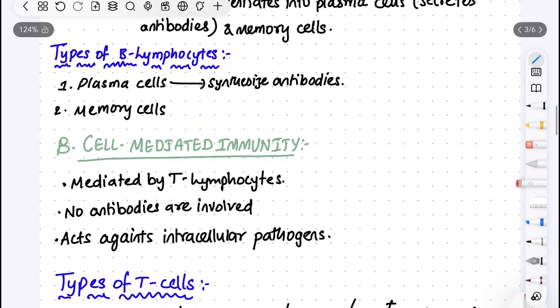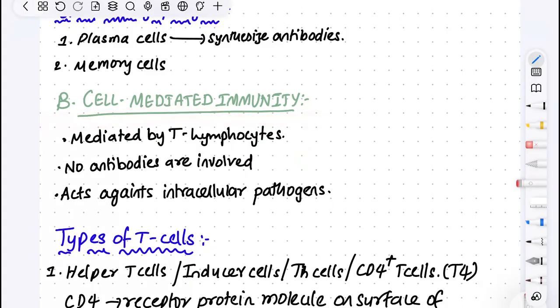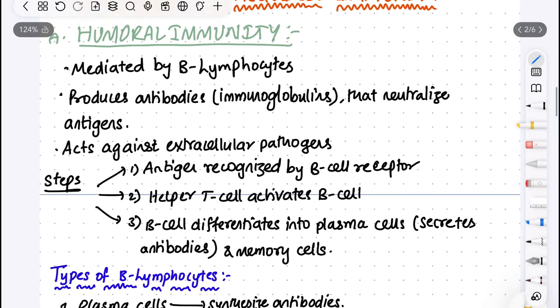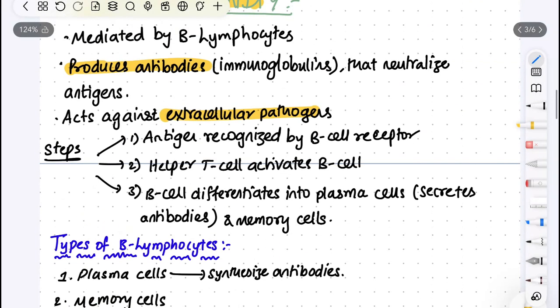Next, mechanism of cell-mediated immunity. It is mediated by T lymphocytes. No antibodies are involved, and it acts against intracellular pathogens. See, cell-mediated immunity acts against intracellular pathogens, whereas humoral immunity acts against extracellular pathogens, and here antibodies are produced, but in cell-mediated immunity no antibodies are involved, so antibodies are not produced.